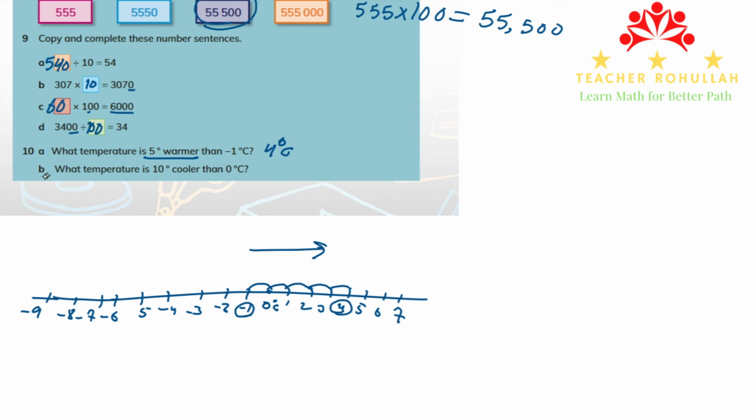Well, in part B, it says, what temperature is 10 degrees cooler than 0? 0 is over here on the number line. When it says 10 degrees cooler, we have to move 10 degrees to the left. Let me extend the number line a bit more. We have -10, -11, and so on. So from 0, we move 10 degrees to the left. 1, 2, 3, 4, 5, 6, 7, 8, 9, 10. So the temperature is -10 degrees Celsius.